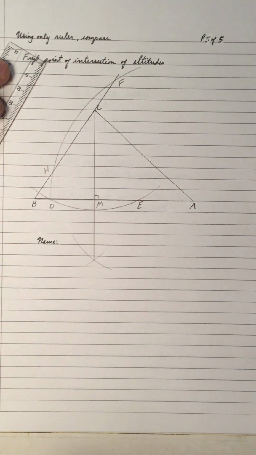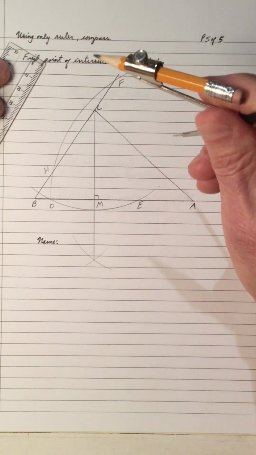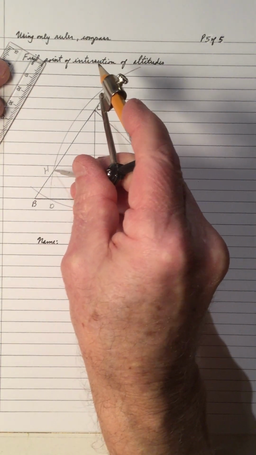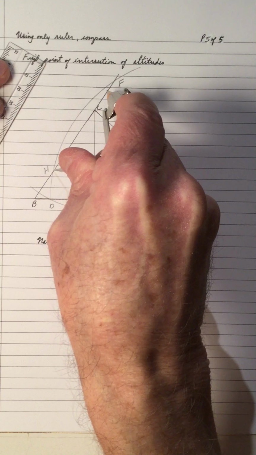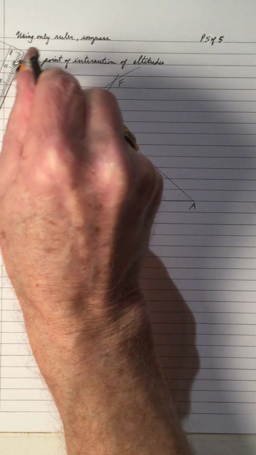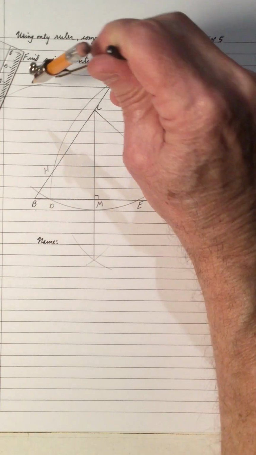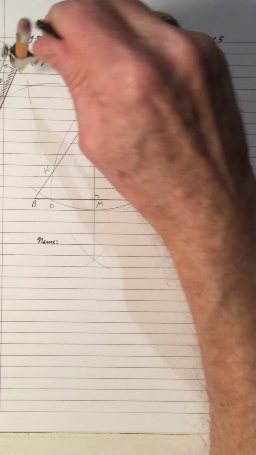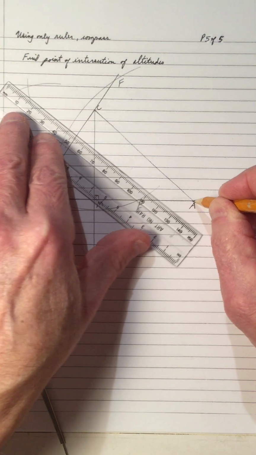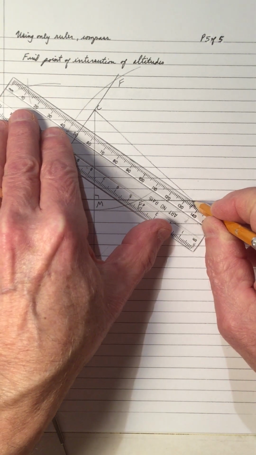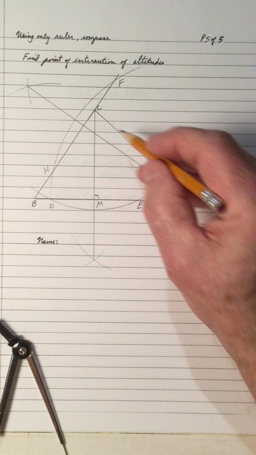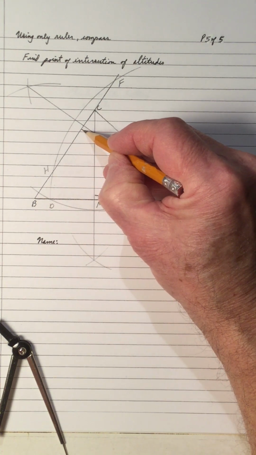Now I take my compass. I have to get the radius of the compass more than half of HF. So there's H going towards F, more than half. So draw an arc right there. Put it at F and draw another arc cutting the previous one. When I join that up from A, that's an altitude. There's the perpendicular to BC.